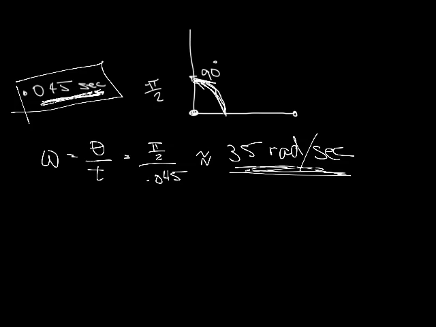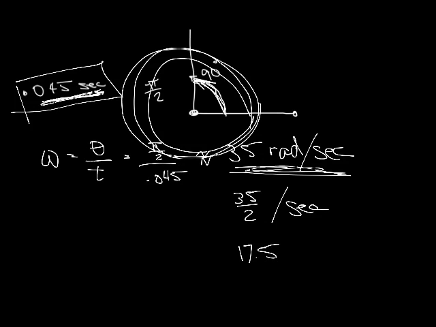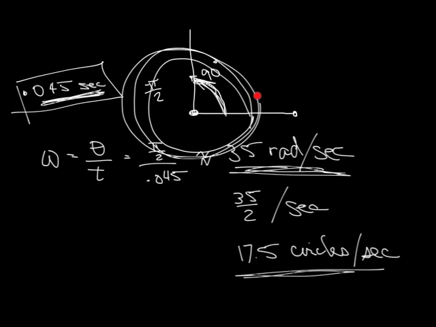Now, there are 2 pi radians in a full 360 degrees. So that means you can go around and around and around this thing 35 divided by 2 pi times per second. So 35 radians means about 17.5 circles around that per second. So that's not really usable, but it kind of gives you an idea of how fast this thing is going.